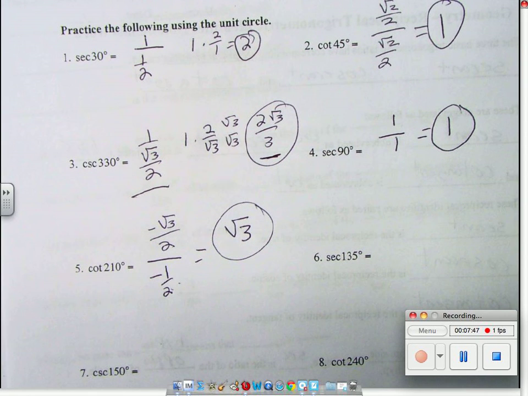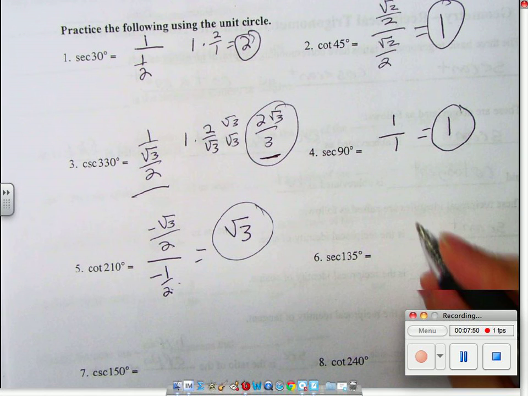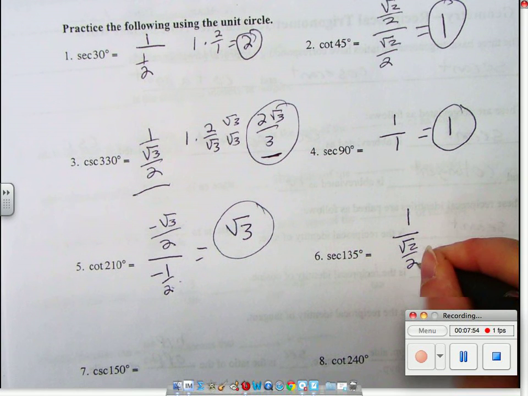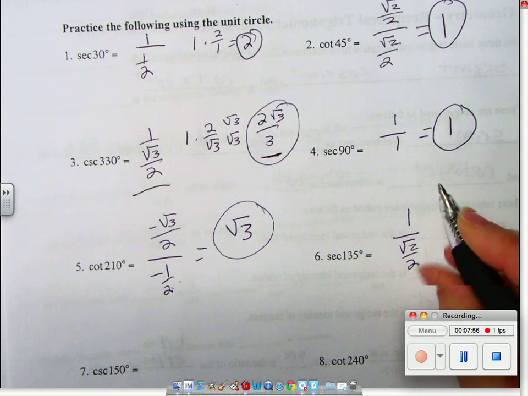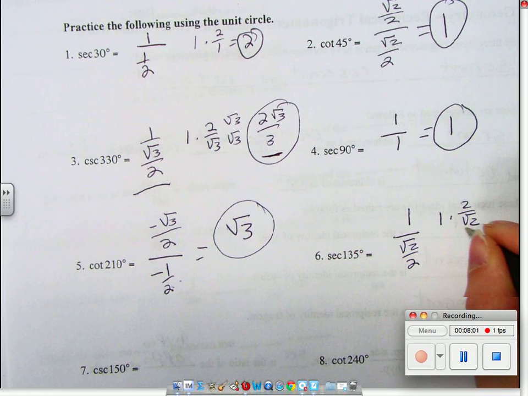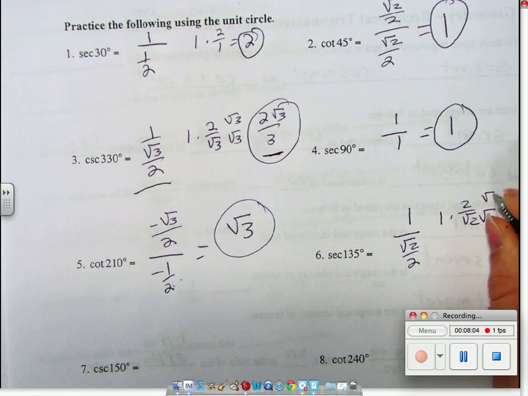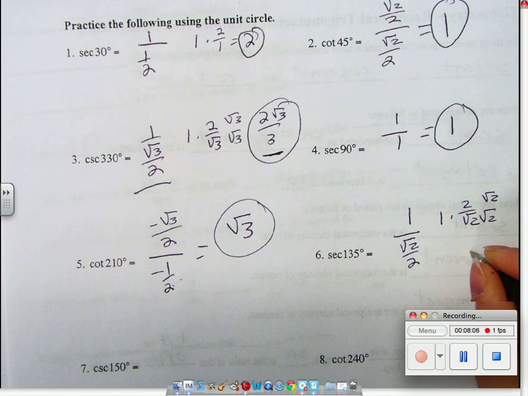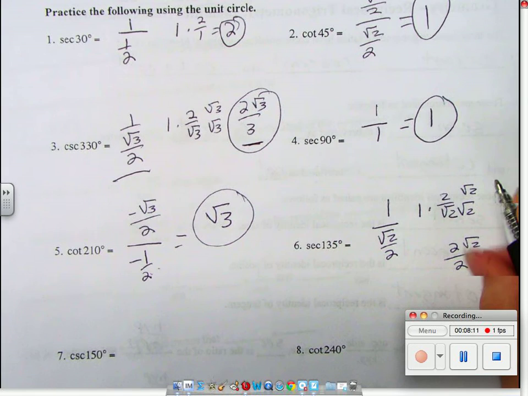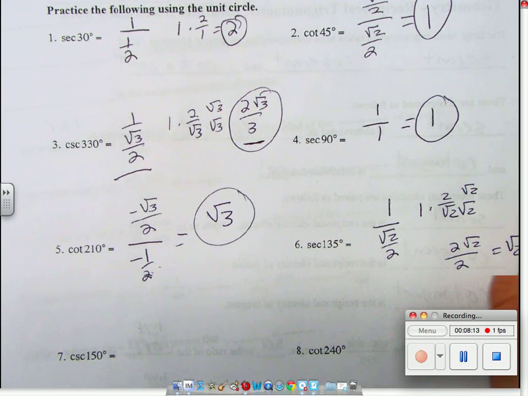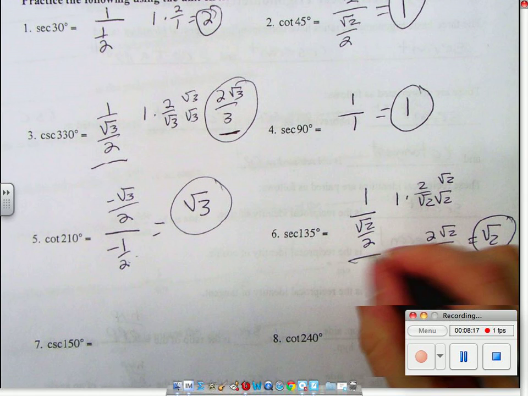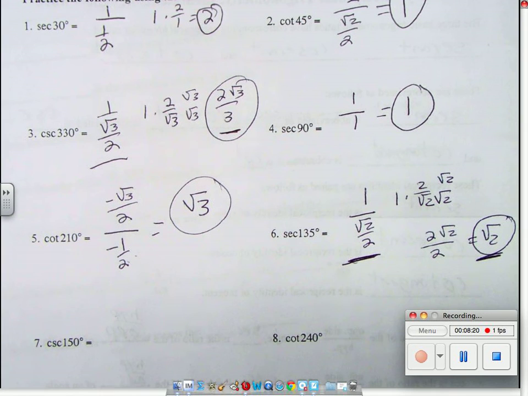Secant of 135 is 1 over the y value, which is square root 2 over 2. Okay, so I'm going to go 1 times 2 over square root 2. Can't have a square root 2 on the bottom, so I got to multiply the bottom and the top by square root 2. So I end up with 2 square root 2 over 2, which ends up being square root 2. That, again, I would think would be a lot of work. You might want to add that to the bottom. Remember, just write this equals this down on your paper, and that's your shortcut.